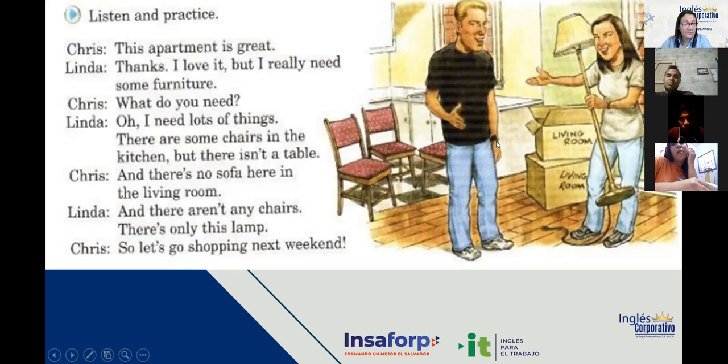So they are describing what objects there are and what objects they need, right? So that's why they say, okay, I need lots of things. There are some chairs in the kitchen, but there isn't a table. So they need a table, right? There's no sofa here in the living room. So they need a sofa in the living room. And there aren't any chairs. There's only this lamp. So Linda is probably moving to an apartment that is kind of empty. So she needs to go shopping for some furniture.